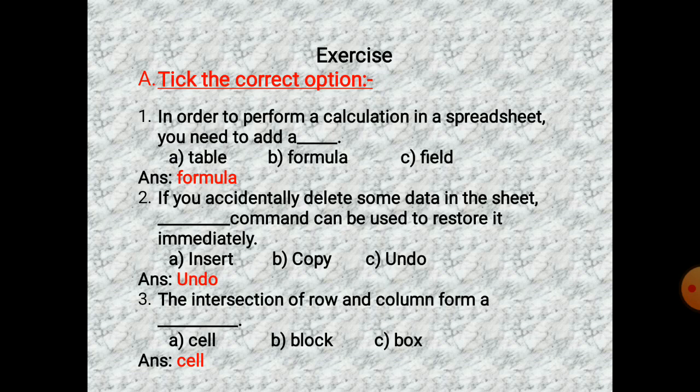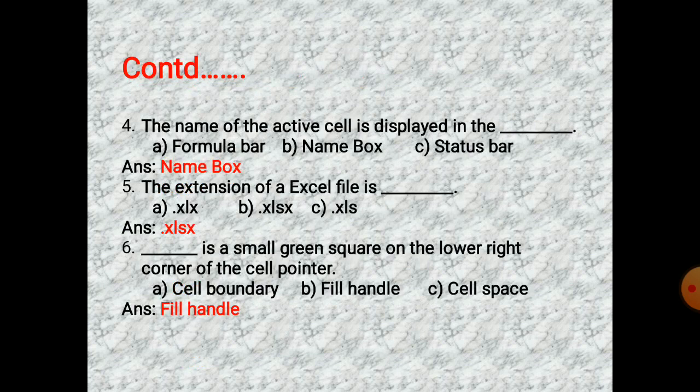The answer should be cell because you all know that the rows are the horizontal lines and column means vertical line. So the combination of vertical and horizontal line form cell. Okay. The name of the active cell is displayed in the dash. The options are formula bar, name box, status bar. Student, always remember the name of the active cell or the highlighted cell will always appear in the name box. The address of the cell always appear in the name box, which is active.